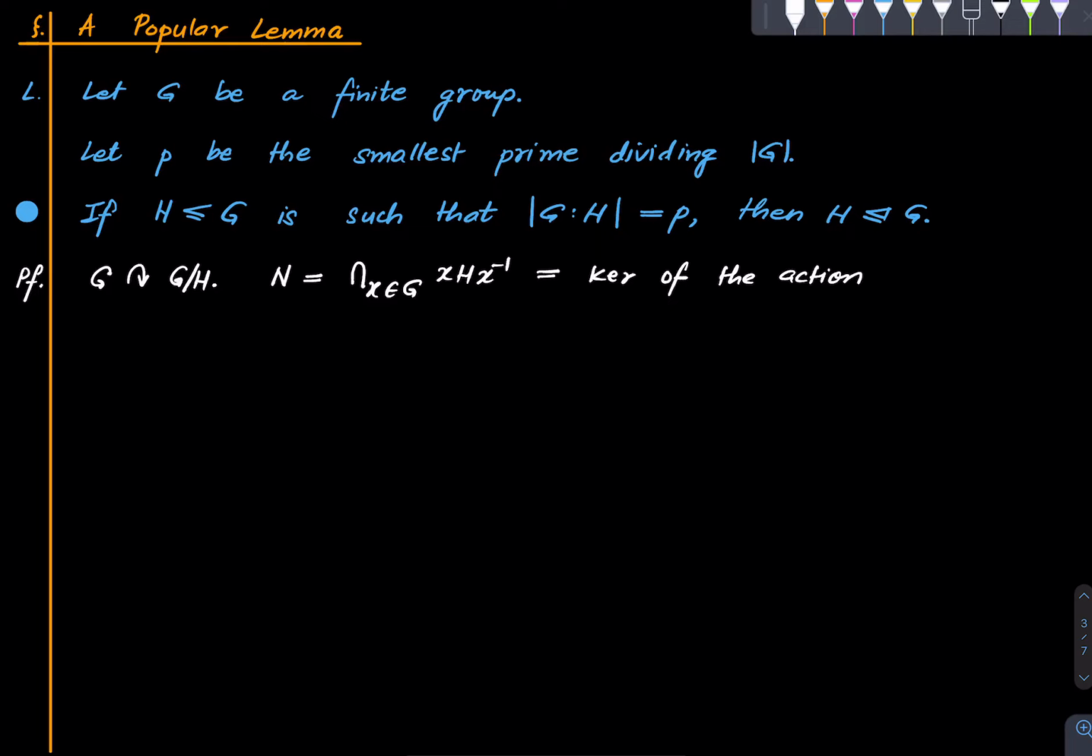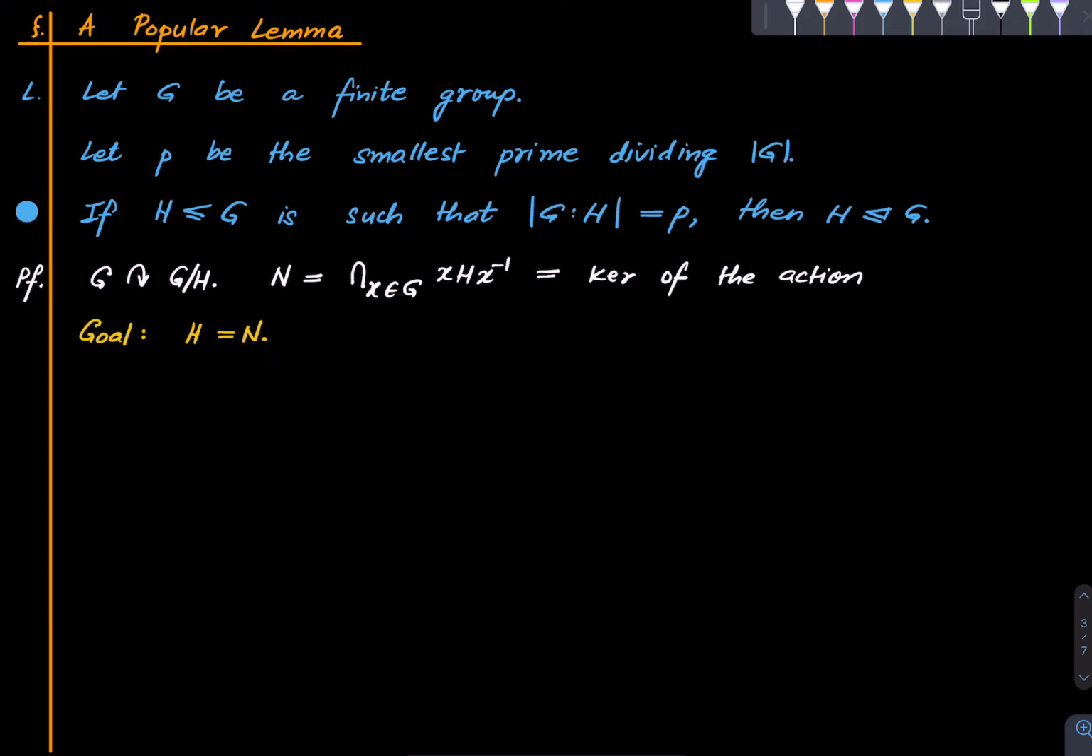So our goal is to show that N is equal to H. If we want to show that H is normal, then H would be the largest normal subgroup of G that is contained in H, and hence it is equivalent to showing that H is equal to N. So that is how we are going to go about it.